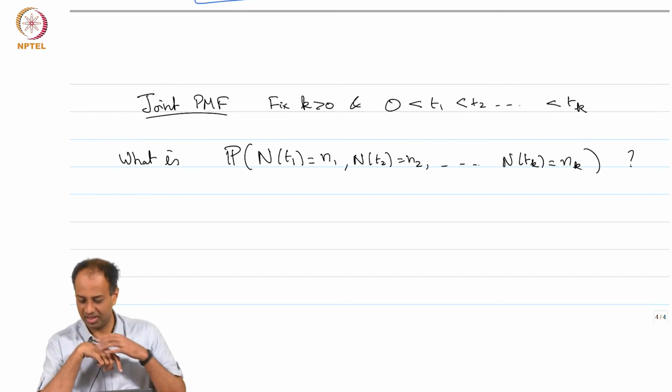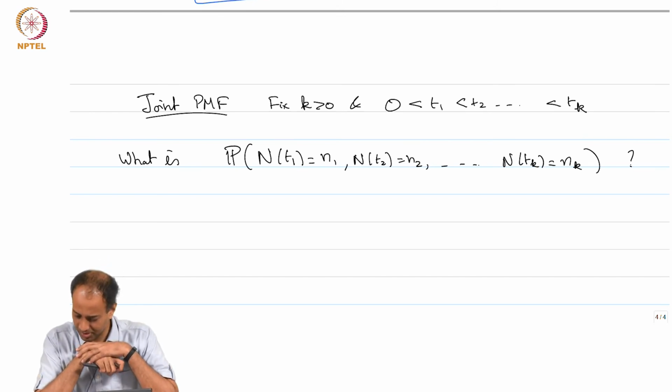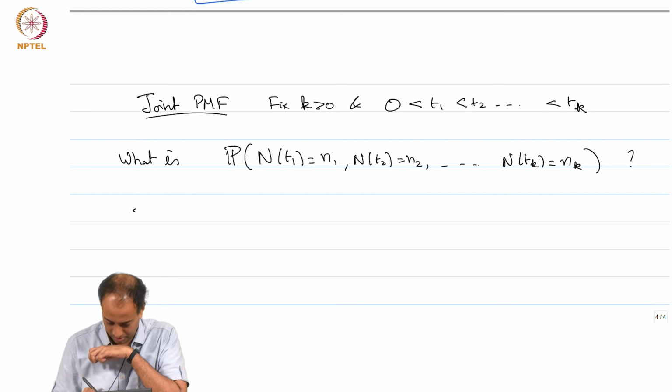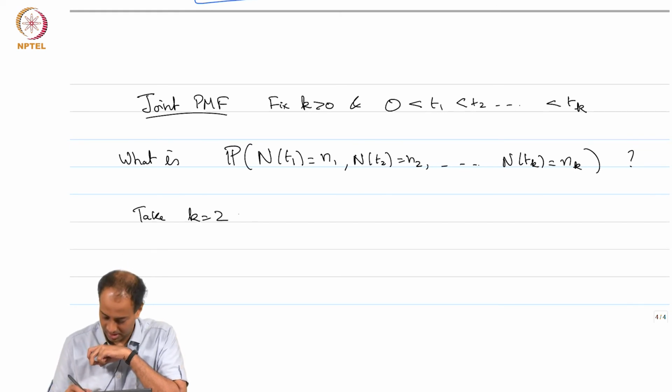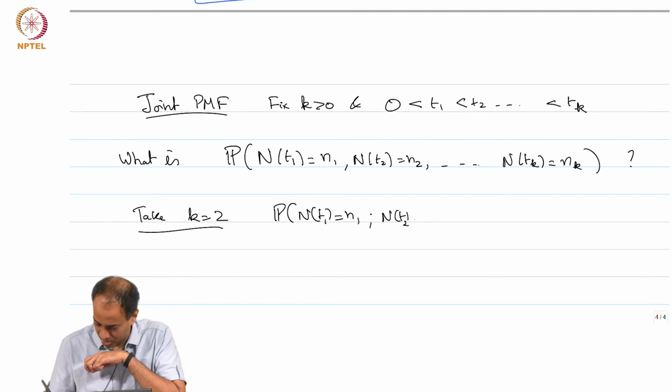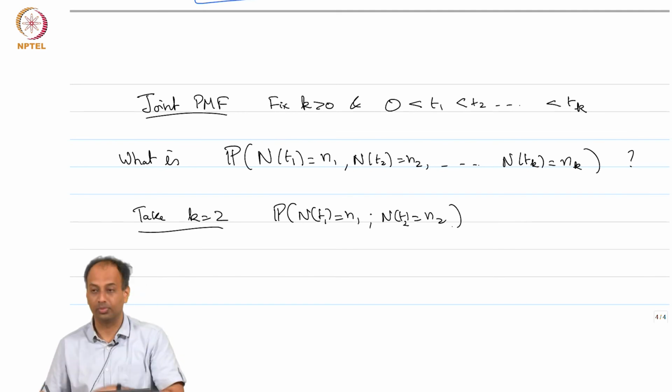Now, again it is easy to do. Take k equal to 2. So, what is the joint PMF of N(t1) equal to n1, N(t2) equal to n2? You first take k equal to 2, which is the simplest case. We want the probability that N(t1) is equal to n1 and N(t2) is equal to n2.